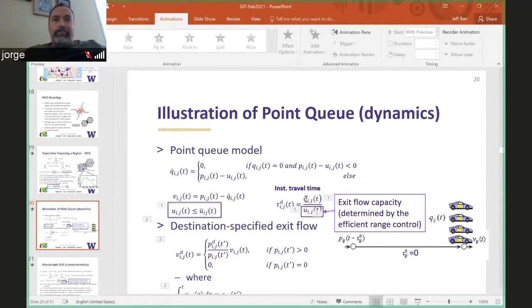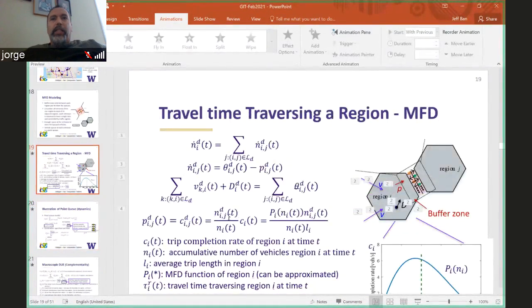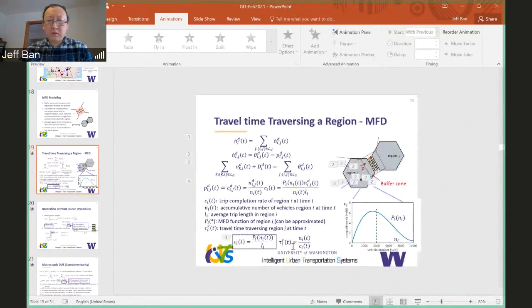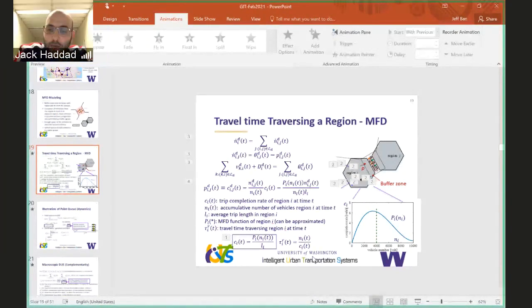Maybe it's another slide. Here is the travel time, the number of vehicles divided by C. It's also the travel time. This is the MFD. This is your domain. I just copied it from some paper. Usually we don't call it C. Anyway, can I ask a question? Jeff? Okay, sure.